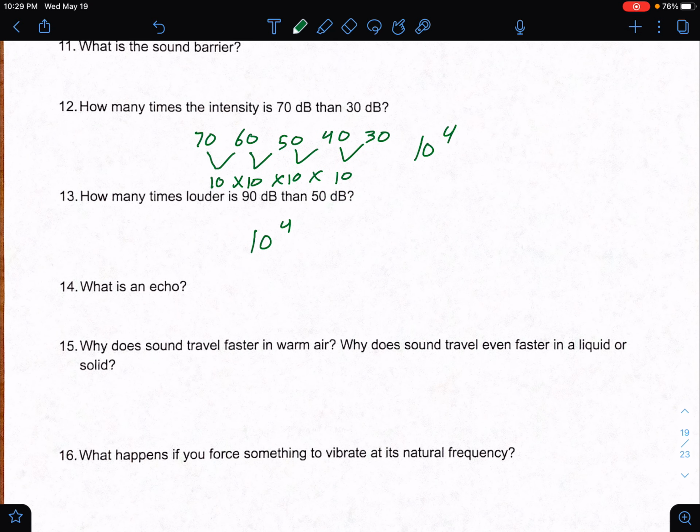Why does it travel even faster in liquid or solid? The closer the particles are to each other, the more quickly it can transfer energy from one to the next. In air, they're very spaced out, so it's harder to transfer energy. Versus something like steel or water, they're very close to each other, so you can transfer energy quicker instead of trying to reach out and lose that energy.